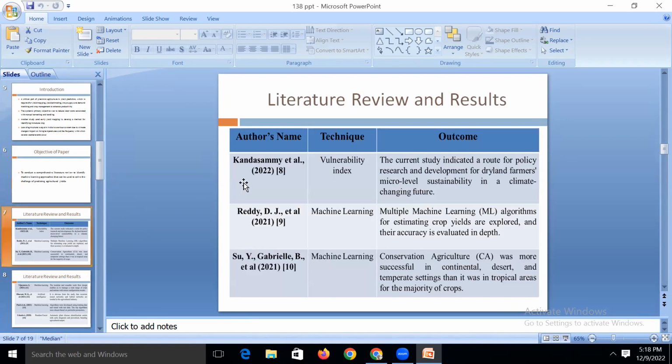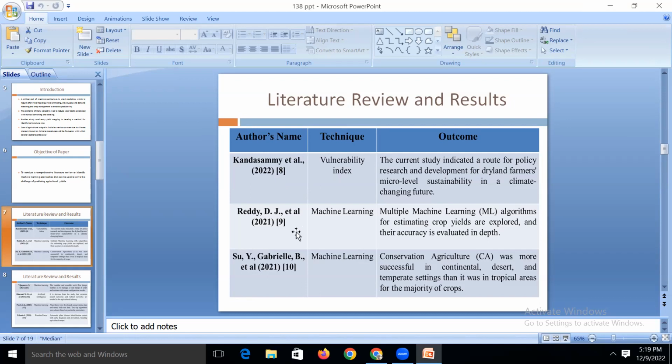The first one is Kandasamy et al., presented in 2022, and the technique used is a vulnerability index. The output of the study is that it indicated a route for policy research and development for dryland farmers, micro-level sustainability in a climate change future.